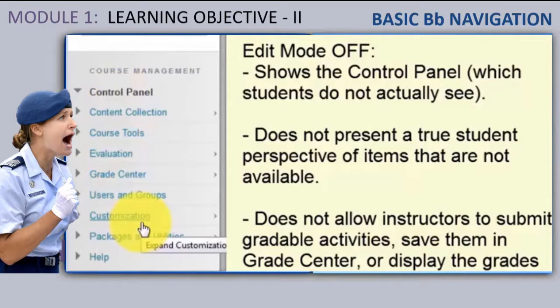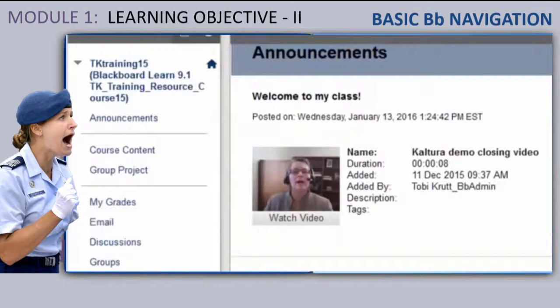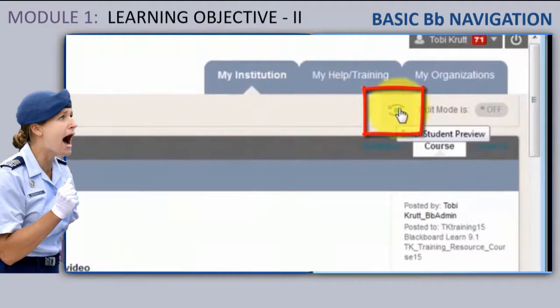Edit Mode off also doesn't show a true view of items that are not available. And I cannot submit items such as assignments and tests in a student role and grade them. So, if you want a true student view, click the Student Preview button. It looks like a little eye with arrows around it. It's a little to the left of the Edit Mode button.